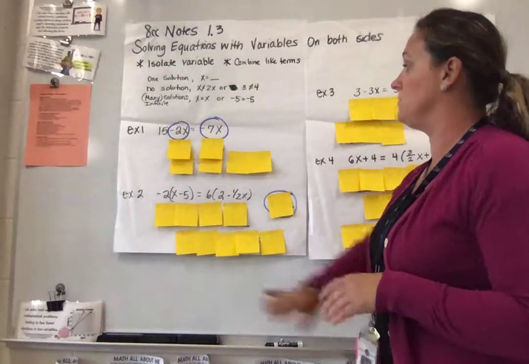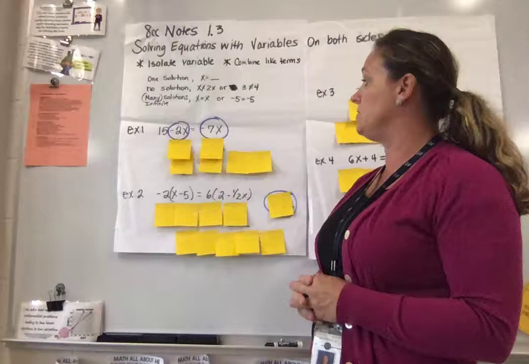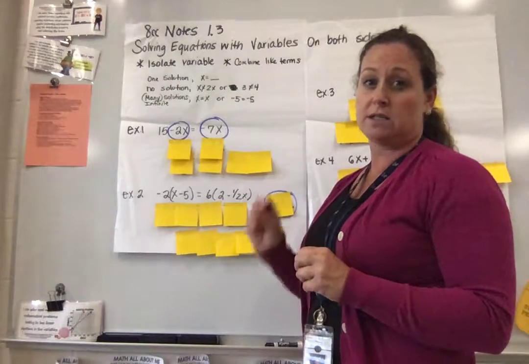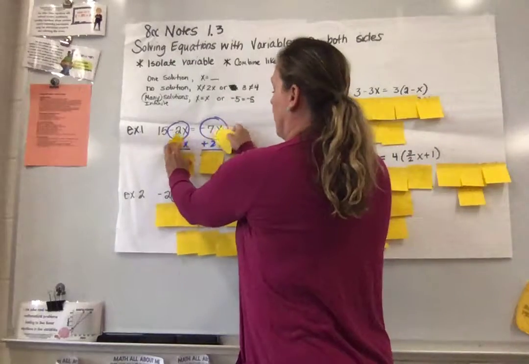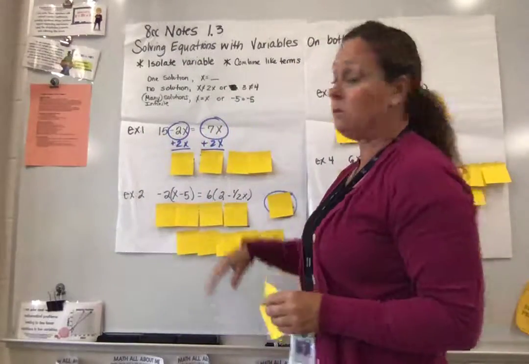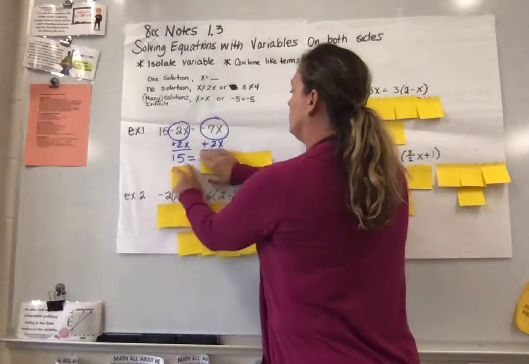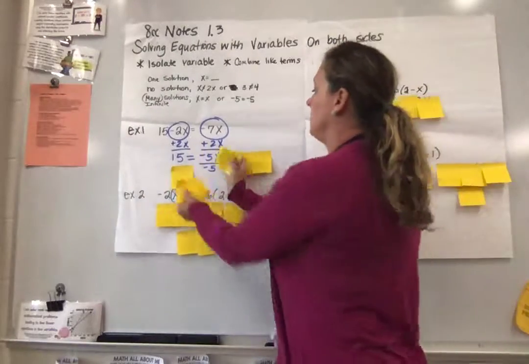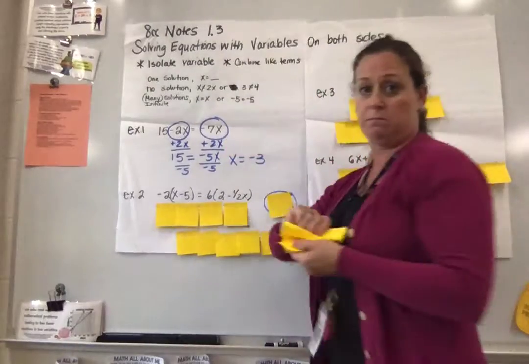of solution problems. In the first problem, I've circled the like terms. 15 minus 2x equals -7x. I need to combine my -2x and my -7x by adding 2x to both sides. When I add 2x to both sides, we're left with 15 equals -5x. And then we divide both sides by -5, and x is equal to -3.